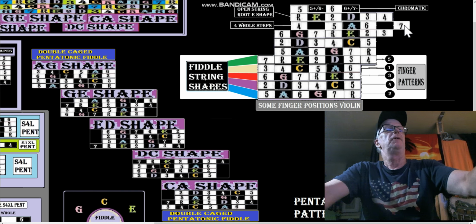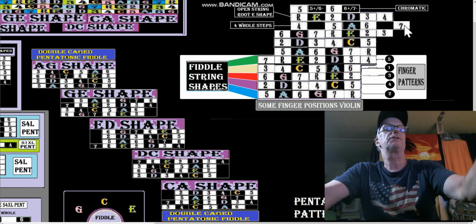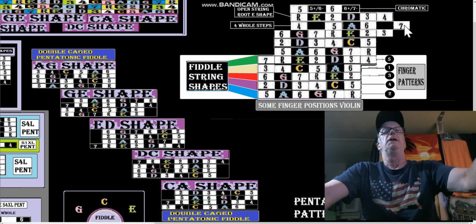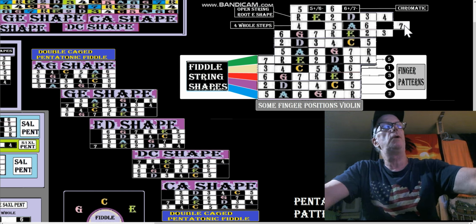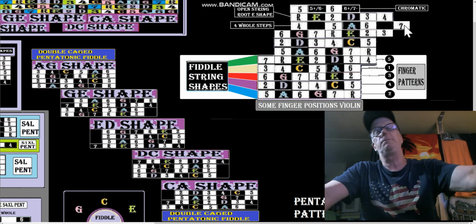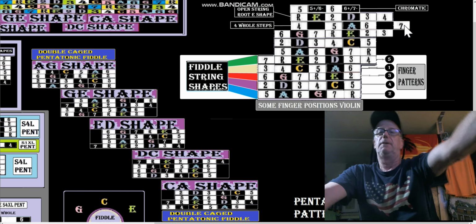And where's that? 4, 5, 6, 7. That's the only place there's 4 whole steps. It's 4, 5, 6, 7. Choose anywhere on the keyboard where you're going to play 4 whole steps. 1, 2, 3, 4. So that's 4 in B flat: E flat, F, G, A. The A is the 7th of B flat.